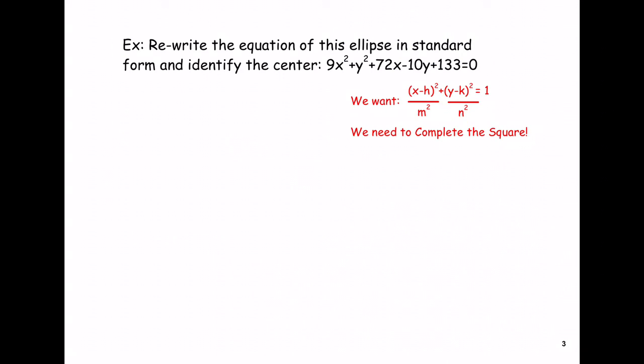In the next example, we want to rewrite the equation of this ellipse in standard form and identify the center. So we want to make sure and complete the square. In order to complete the square, we need to group our like terms together. So 9x squared plus 72x plus y squared minus 10y is equal to 133.